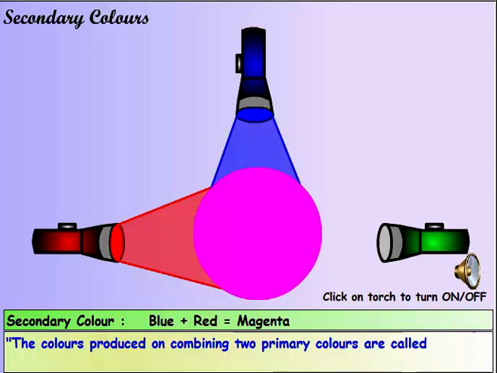Secondary colors are obtained by combining two primary colors. Click on the torches to get the combination of primary colors. Red plus green gives yellow. Red plus blue gives magenta. And blue plus green gives cyan.